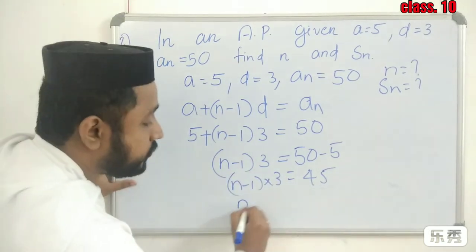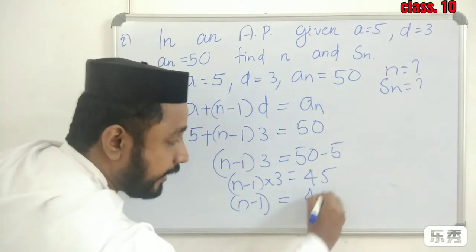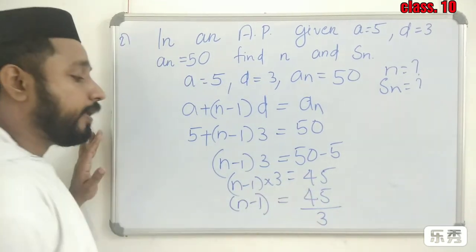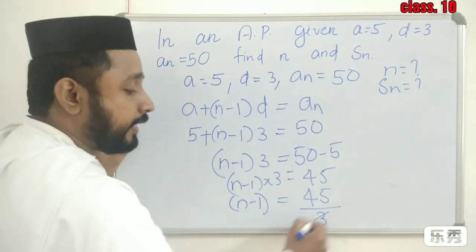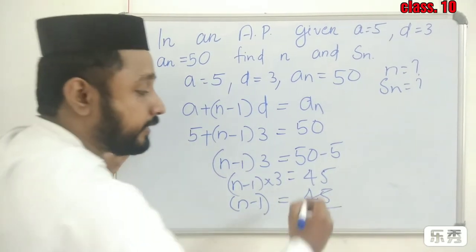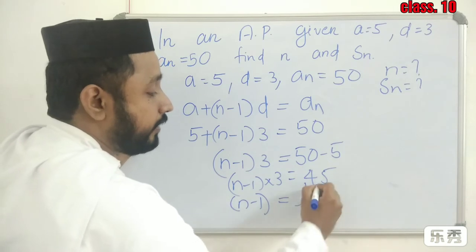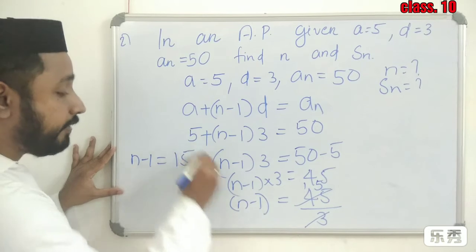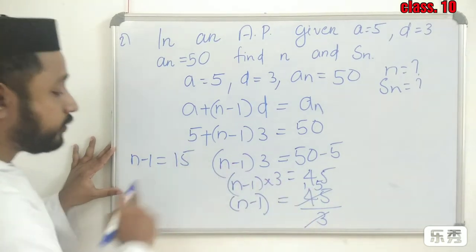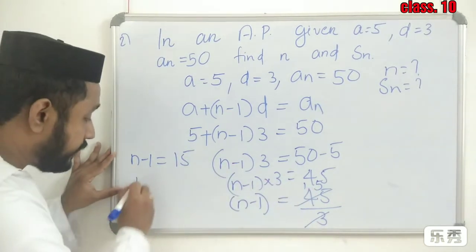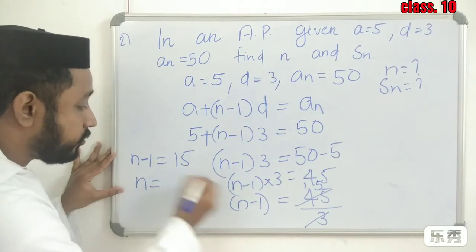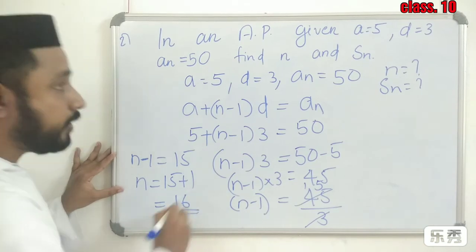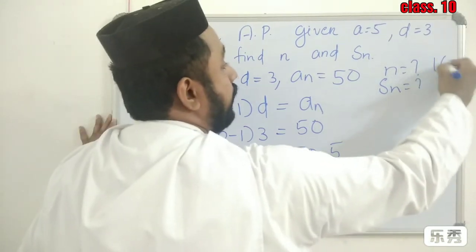From this, n minus 1 is equal to 45 by 3, as we move the 3 to the right side and it becomes division. We can cut 3 and 45, and we will get 15. So n minus 1 is equal to 15. The minus 1 moves to the RHS and becomes plus 1. So 15 plus 1 is 16. So the value of n is 16.